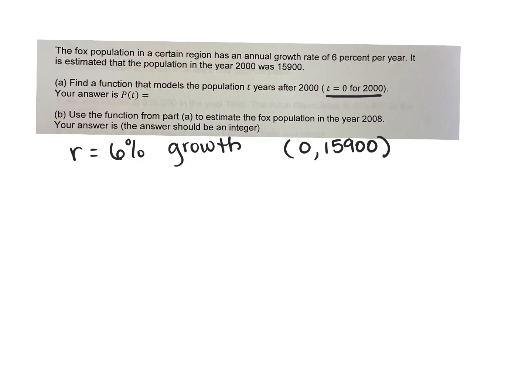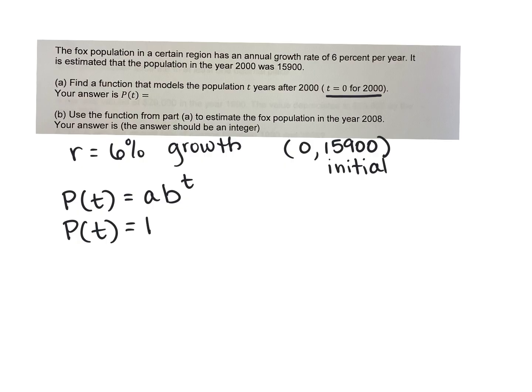And it says that it wants us to find a function that models this population. So this is very similar to the one we had before. The only thing I'm missing is the word initially. So since this is time t equals 0, this is your initial population. So we're going to have P of t equal to a b to the t again. And again, we're going to have an initial value go first for a, so 15,900. And b is 1 plus our rate, and it's growth, so we're going to add 0.06, and you have to raise that to the time t power.